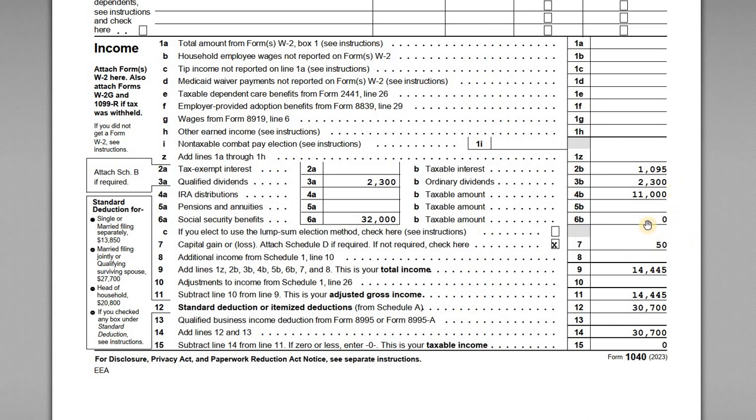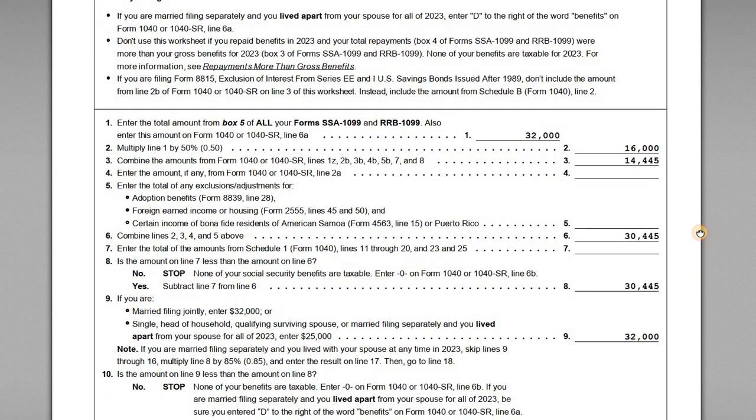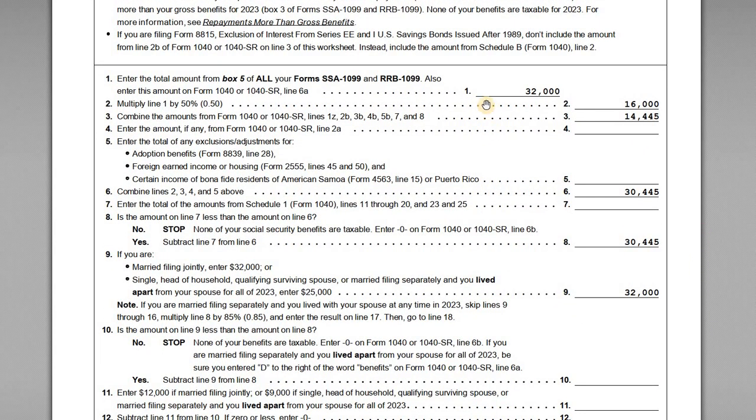and they have $50 of capital gains distribution on line 7. Now on line 6A, we can see the gross amount of Social Security benefits, which is $32,000, but none of it is taxable on line 6B. And so the way we compute whether or not any of it is taxable is by looking at the Social Security benefits worksheet. So if we're looking at this worksheet here, line 1, we enter the total amount of benefits paid from our 1099's SSA.